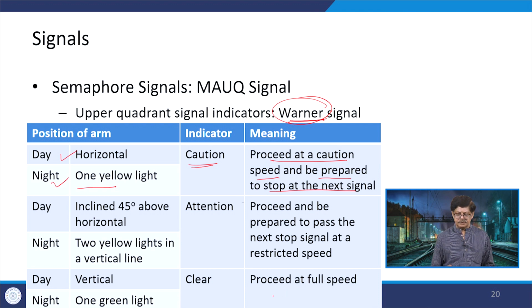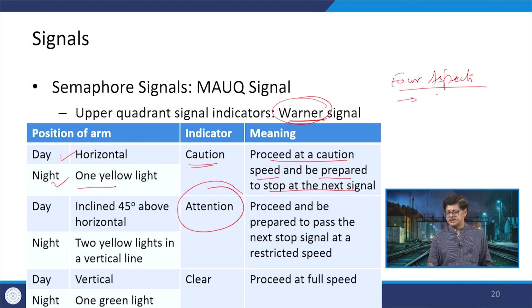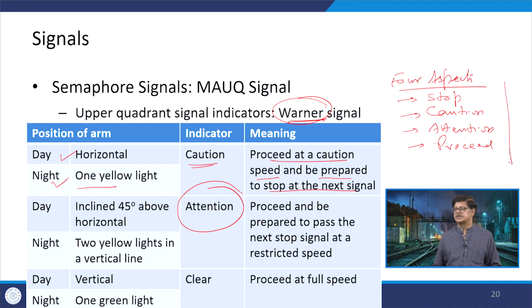The other case is that one more thing is coming into the picture, that is attention. So, you can say that there are basically 4 aspects now. What are the 4 aspects? The first one is that you have to stop, then caution, attention, and proceed. So, this is becoming a 4 aspect condition.